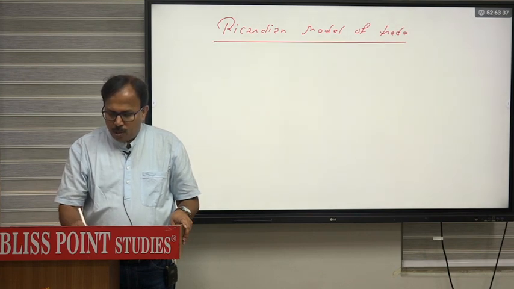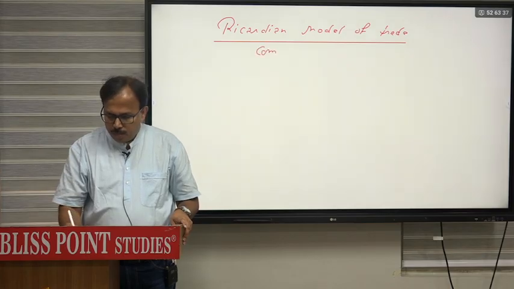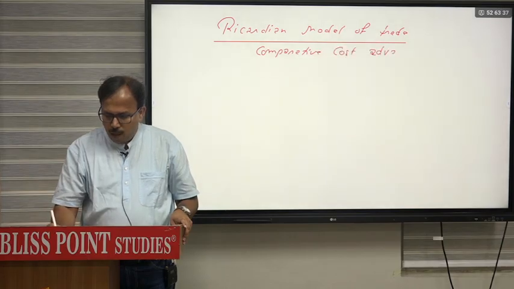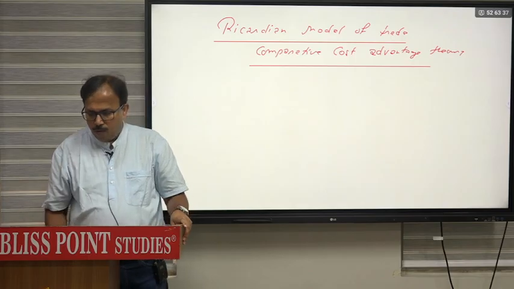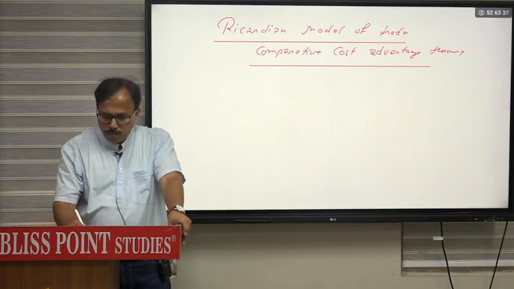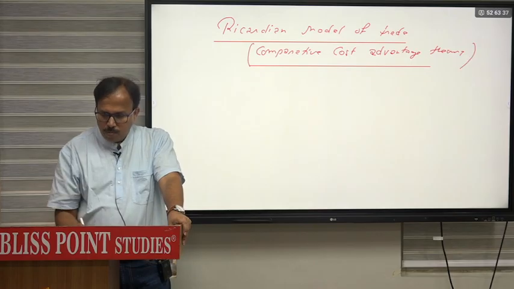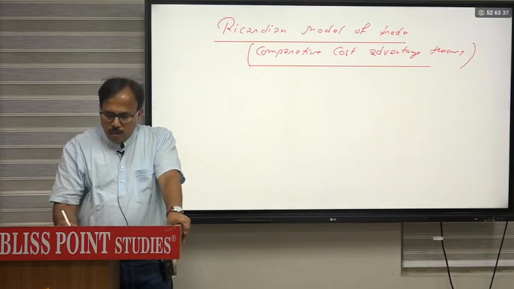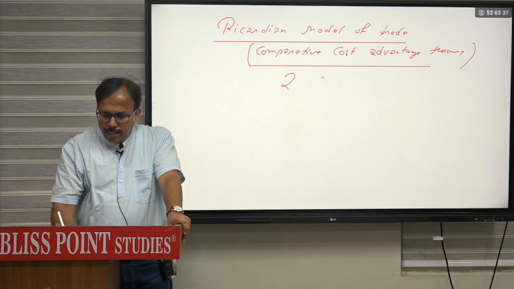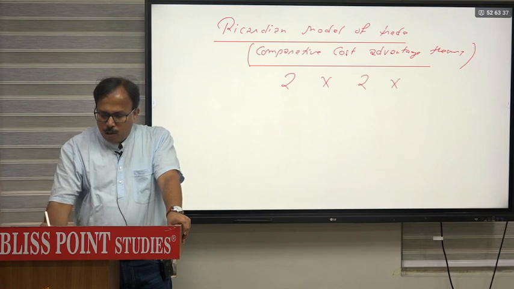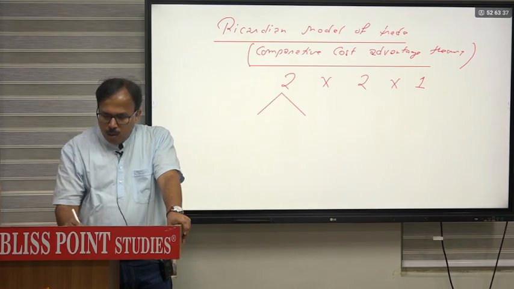And comparative cost advantage theory. See this model, I said it is a 2 by 2 by 1 model. So we explain trade between home and foreign country.